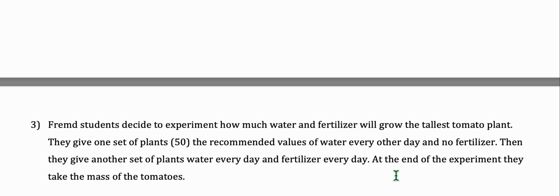Students decided to experiment with how much water and fertilizer will grow the tallest tomato plants. They were given one set of plants, which are about 50 plants, with the recommended values of water every other day and no fertilizer. Then they gave another set of plants water every day and fertilizer every day. At the end of the experiment, they take the mass of the tomatoes.